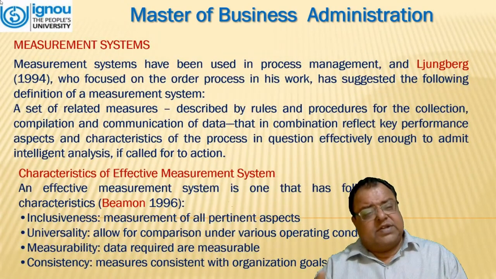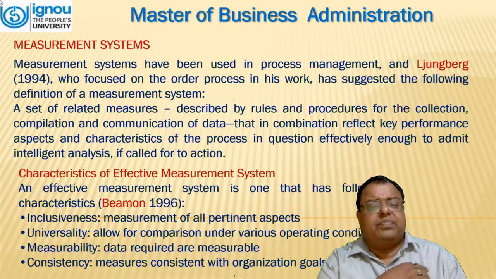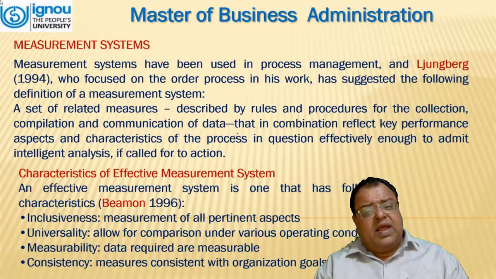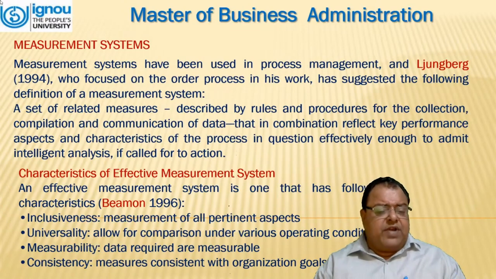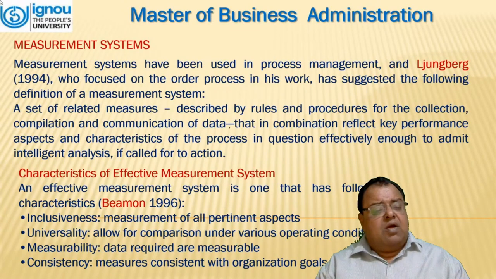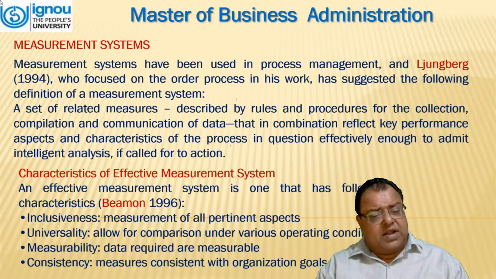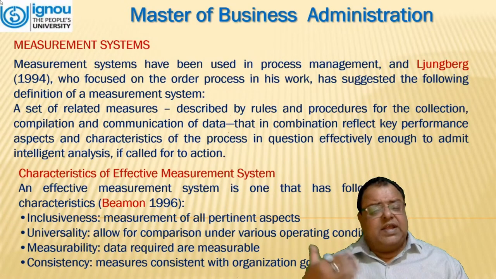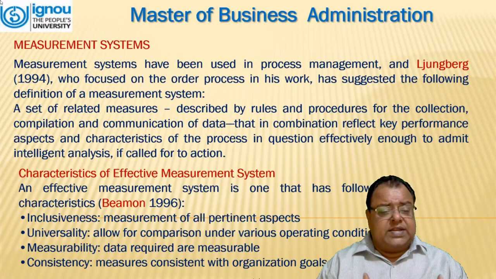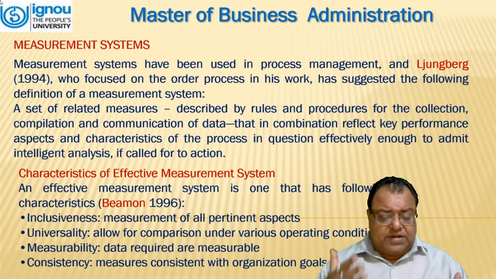What does this measurement system consist of? Measurement systems have been used in process management, and Bloomberg, who focused on the order process in this part, has suggested the following definition of a measurement system: a set of related measures described by rules and procedures for the collection, compilation, and communication of data that in combination reflects key performance aspects and characteristics of the process in question effectively enough to admit intelligent analysis and, if called for, action.